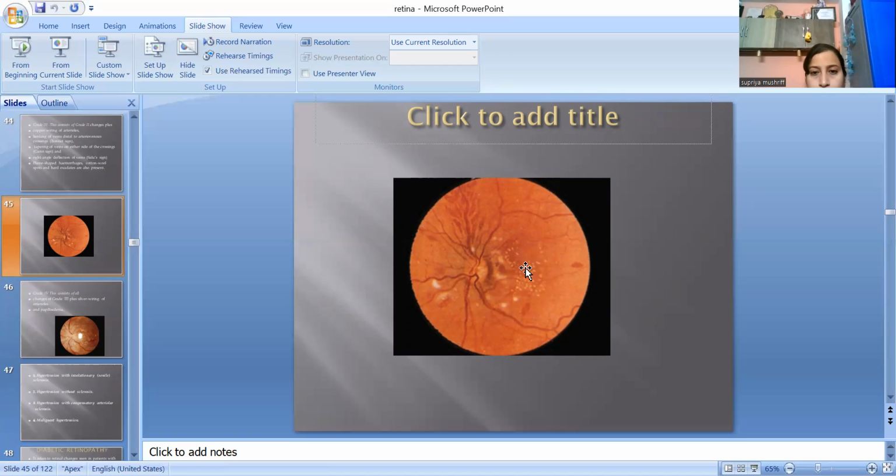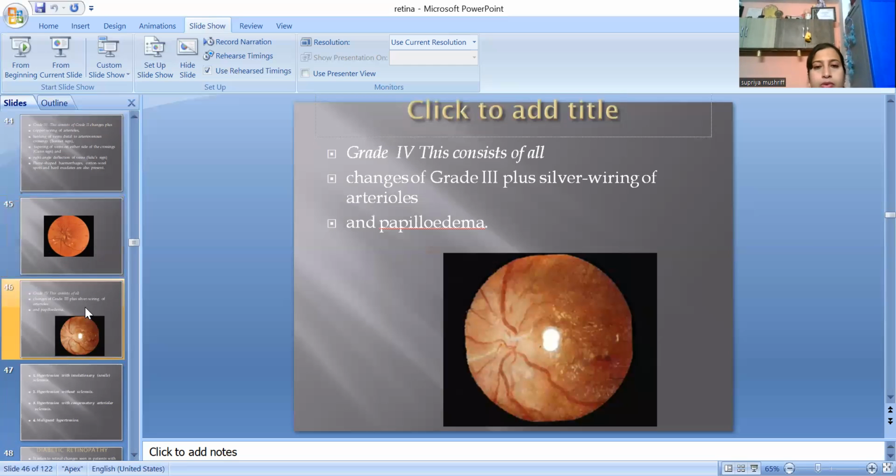Here you can see Bonnet sign and Gunn sign. Here there is thinning, and here you can see banking of the vein distal to the AV crossing. This is B for B: banking, Bonnet sign. Salus sign is deflection of the veins. So these are the features of grade 3 hypertensive retinopathy.